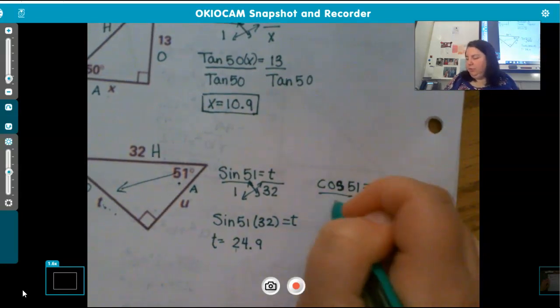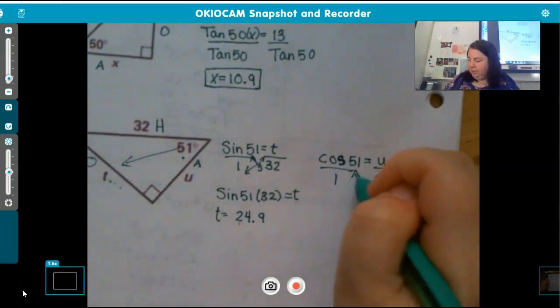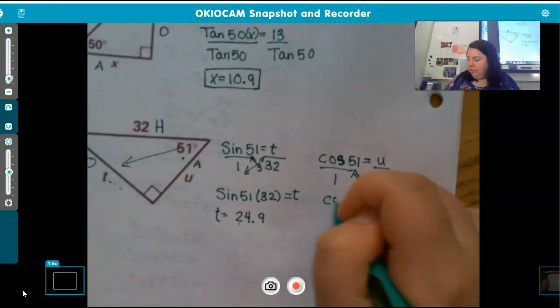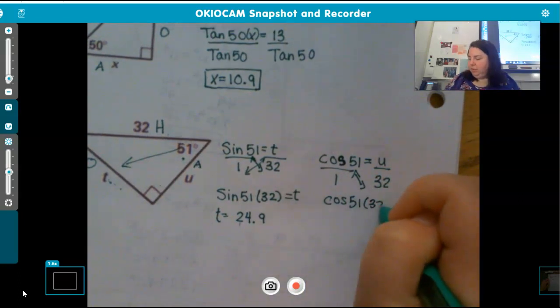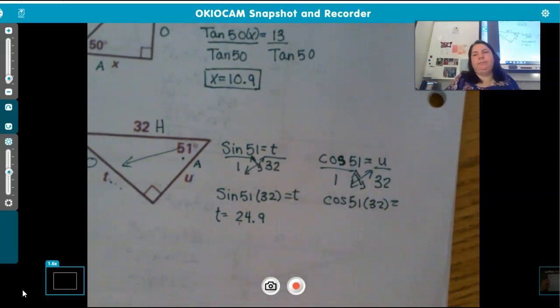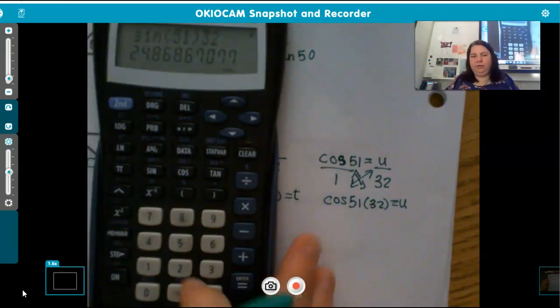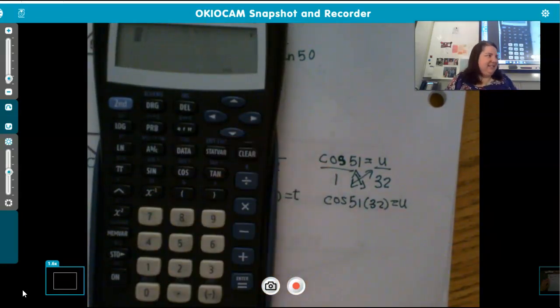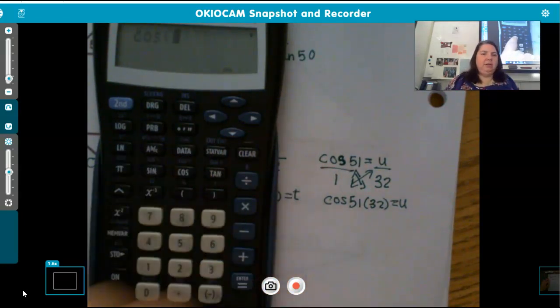Again, we stick this over 1, turn it into a proportion. Yep, we're going to cross multiply. So our cosine of 51 multiplied by 32 equals, what is U times 1? U. You're right. And then we just type it in. Very good. So again, everybody needs to practice this. So we hit our cosine button, which is right here in the middle.